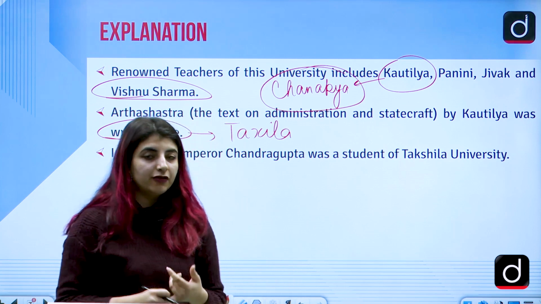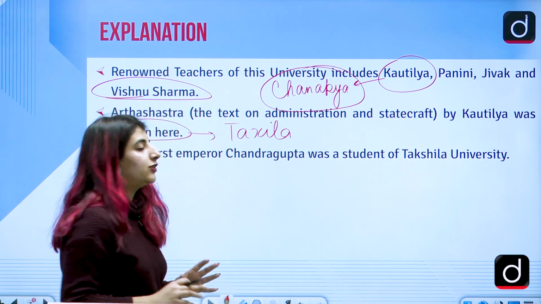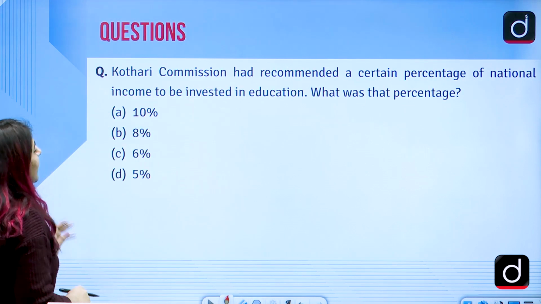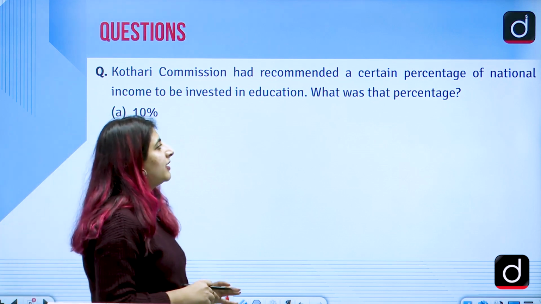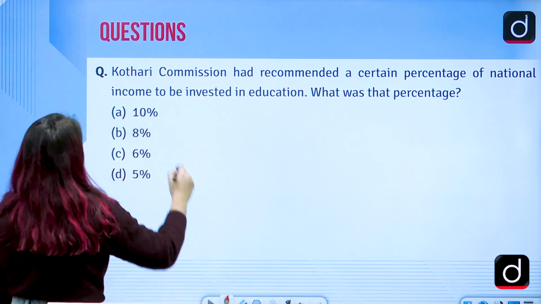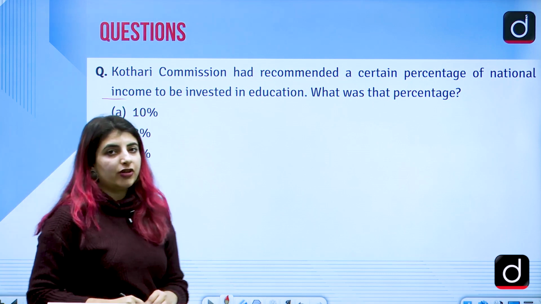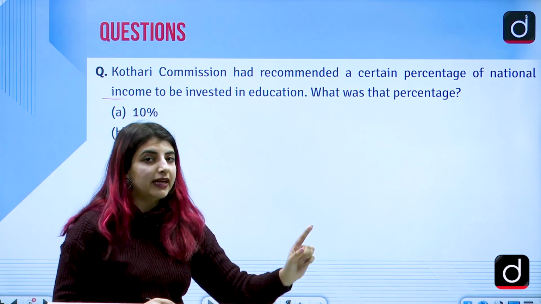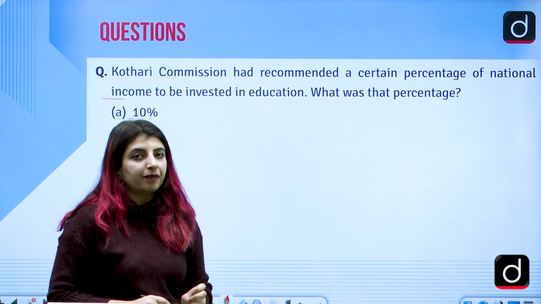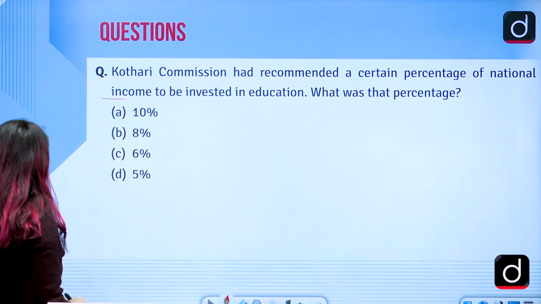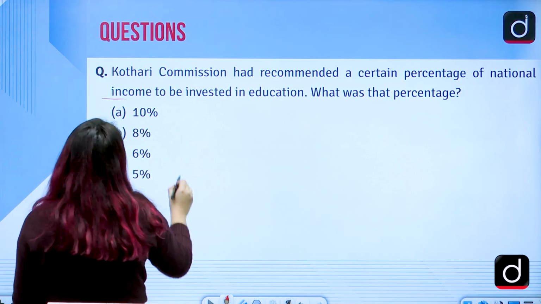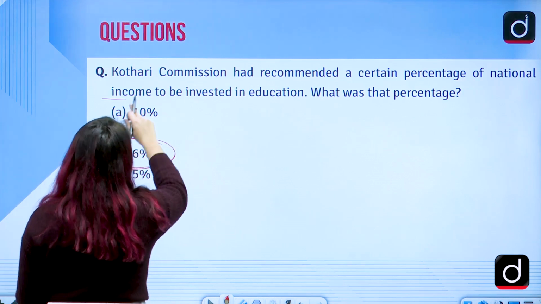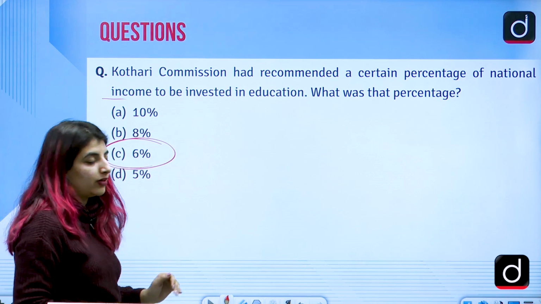in the higher education field, it was set up to 16 years of age. Then we have the Kothari Commission, which had recommended a certain percentage of national income to be invested in education at that point of time when it was established, right? When this committee or commission was there. What was that percentage? The answer to this question is option C, which says 6% of the national income should be invested in education, right?